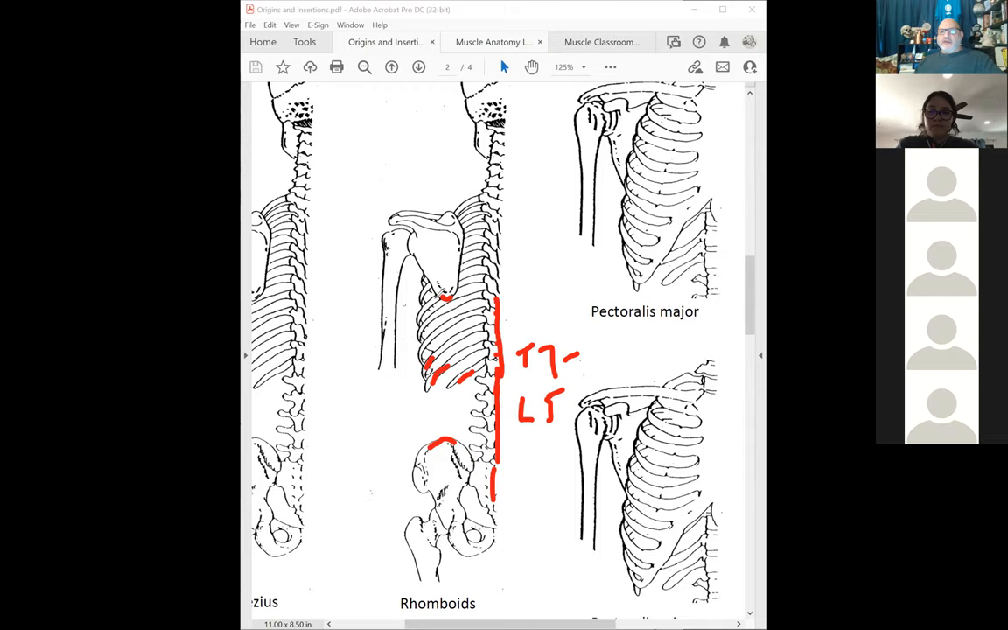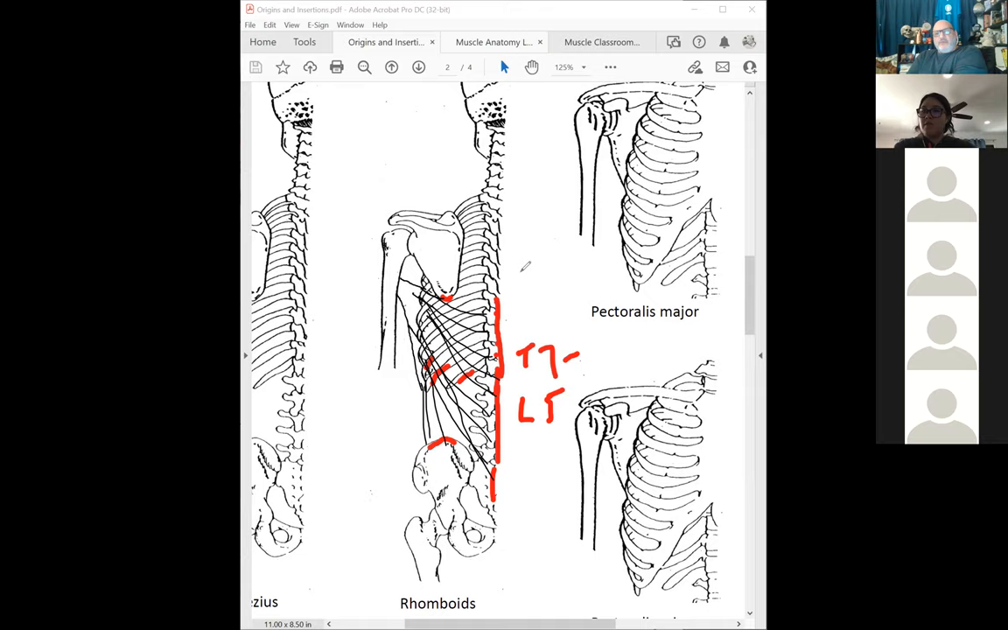So notice starting here, we have all these fascicles from all these different locations, all broadly coming together. A big, huge, massive, broad origin. But all of them come together into one single insertion. And what is that one single insertion? The intertubercular sulcus. Intertubercular sulcus, absolutely.